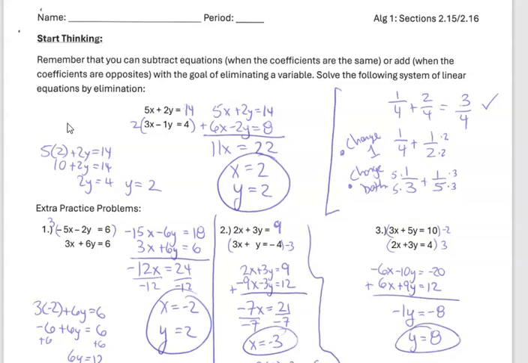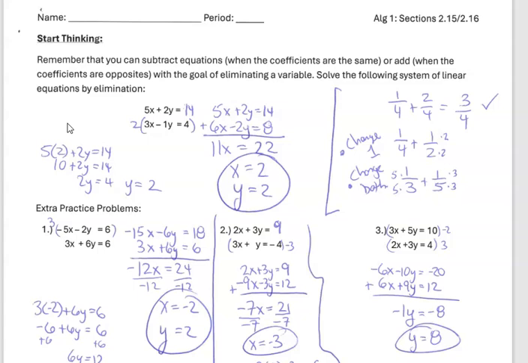So when we looked at this, if I wanted to make the 5 and the 3 the same, it's just looking at the least common multiple of 5 and 3. The least common multiple of 5 and 3 is 15. So you have to multiply the top by 3 and the bottom by 5. That's two things you need to do. If you wanted to make the y's the opposites, all you have to do is multiply the bottom one by 2. So that's what we did. We multiplied by 2. It made it so that the y's were opposites, and then we were able to add them together.